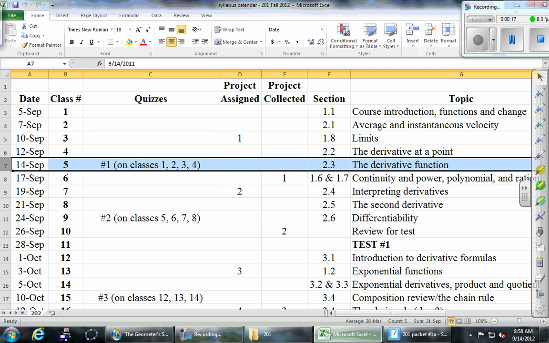So today is class number 5. We're just wrapping up our very first quiz. I think we have about 9 or 10 of them. I do drop the lowest quiz grade at the end of the semester. Today we cover section 2.3, which is the derivative function. And on the coming Monday, what's happening?